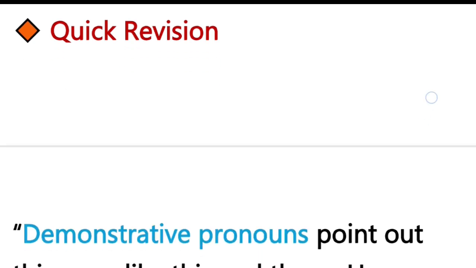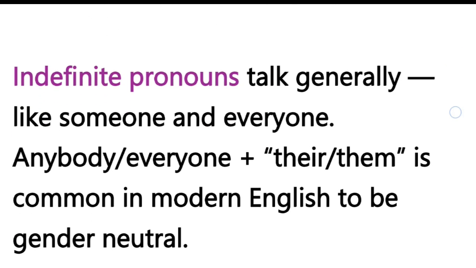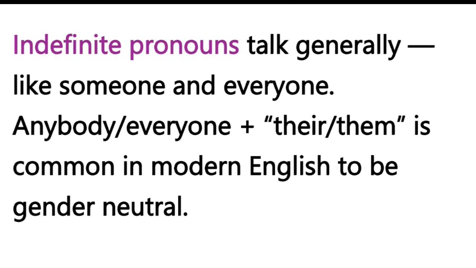So let's start the video with a quick revision so that you're able to reach your answers correctly after revising the concepts. Let's talk about demonstrative pronouns first. These point out things specifically, for example, this and those. Use that and those to avoid repetition of a noun. That is used for a singular noun; in place of repeating the singular noun, we use that. And those is used for a plural noun, which is kept far.